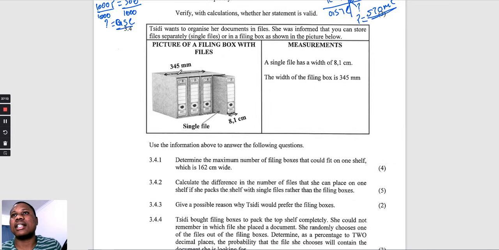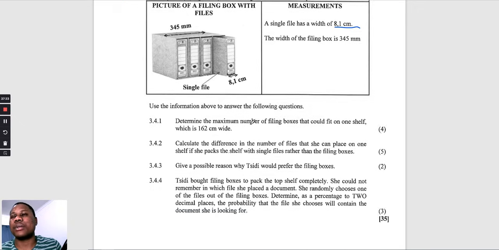We can see that it has the length, the total length. A single file has a width of 8.1 centimeters, which is from here to here. The width of the filing box is 345 millimeters. The distance from here to here is 345. Okay, let's quickly run to the questions.